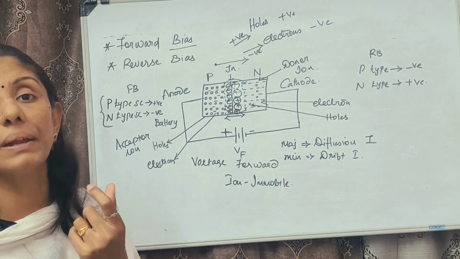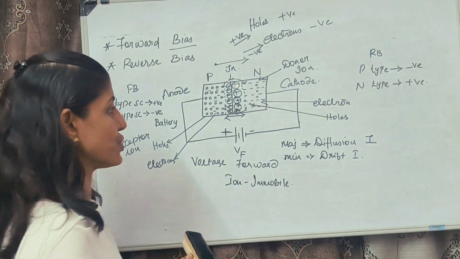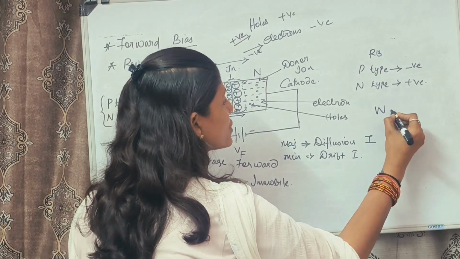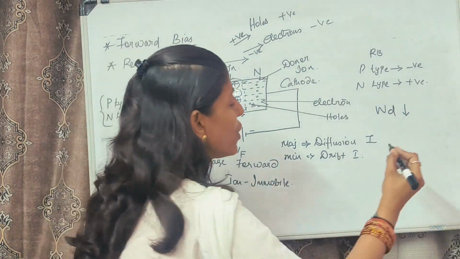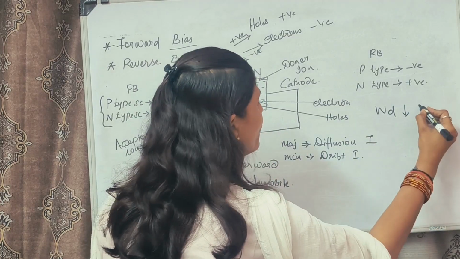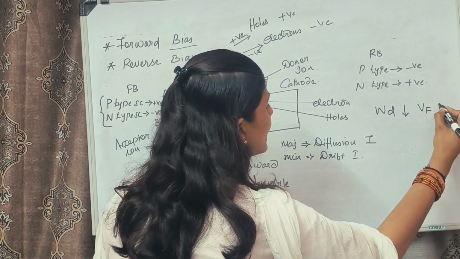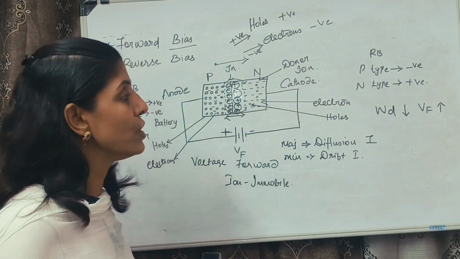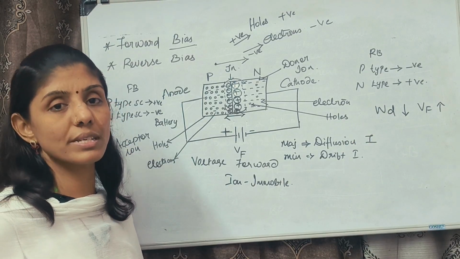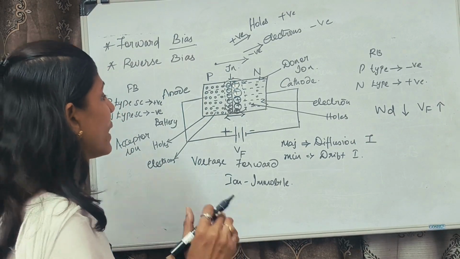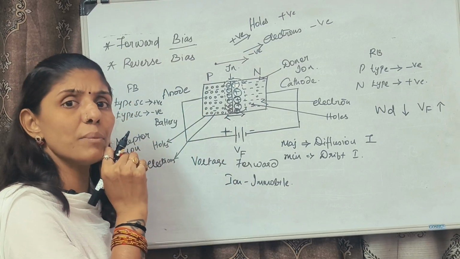The width of the depletion region will be getting reduced. So what about the width? The width of the depletion region is getting reduced because of the application of VF. Once you are increasing your VF, automatically the width of the depletion region is getting reduced, right? Okay.